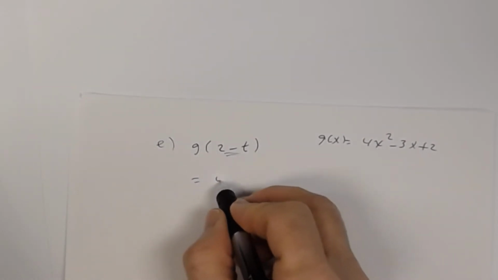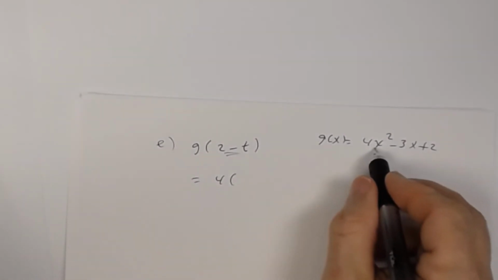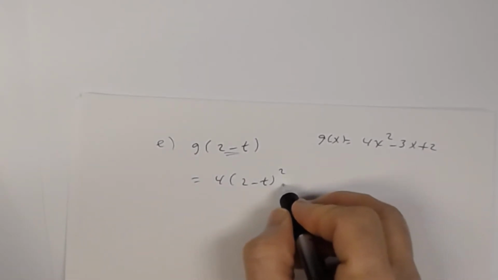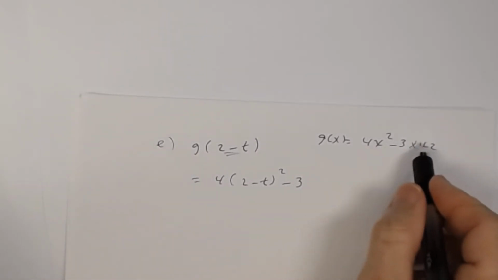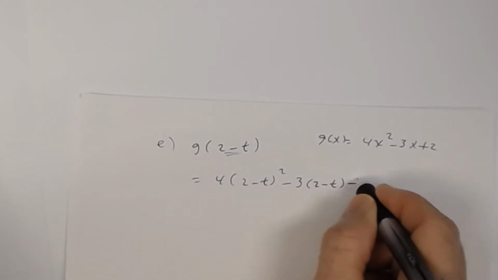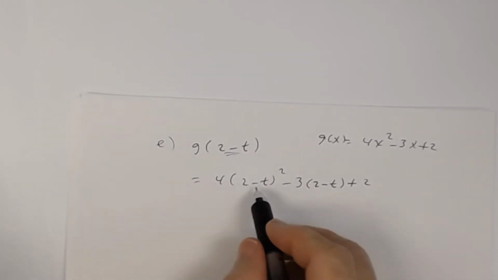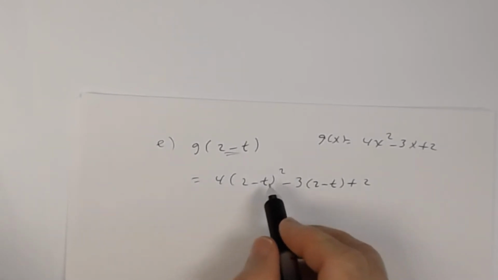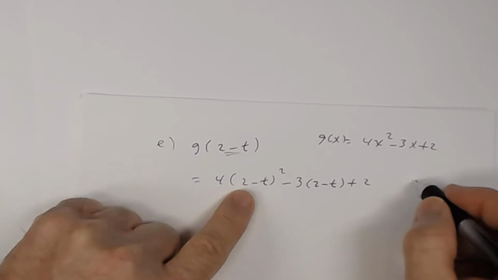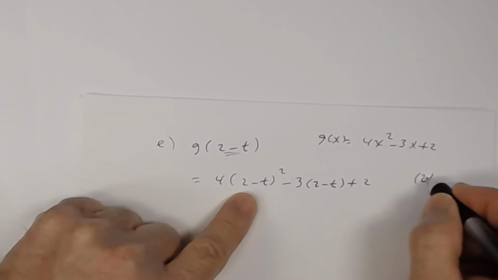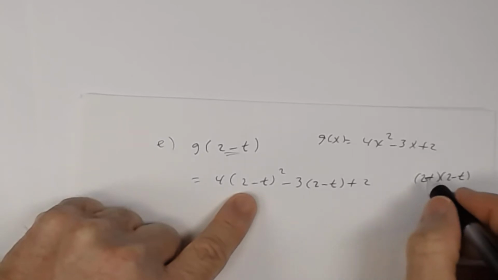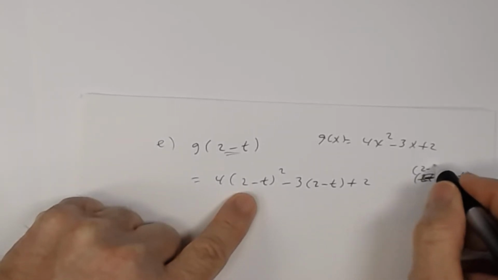So this becomes 4 times, I'm substituting 2 minus t. But I've got to square that. Minus 3 times, I'm substituting 2 minus t. And then plus 2. Now, let's go ahead and simplify this. So you're expected to go off to the side and figure out what 2 minus t times 2 minus t is. That's 2 minus t.